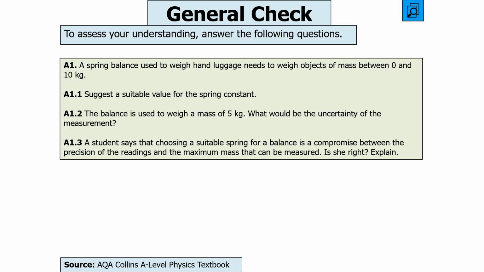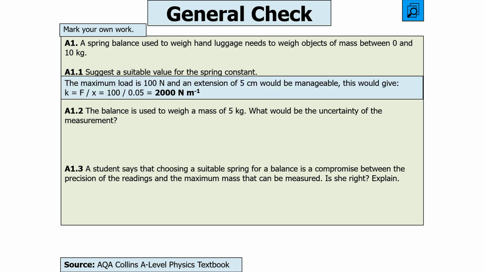The next question says, a spring balance used to weigh hand luggage needs to weigh objects of mass between 0 and 10 kilograms. Firstly, suggest a suitable value for the spring constant. Then the balance is used to weigh a mass of 5 kilograms. What would the uncertainty of the measurement be? And then a student says that choosing a suitable spring for a balance is a compromise between the precision of the readings and the maximum mass that can be measured. Is she right? Explain. So pause the video now, unpause the video when you want to go through your answers.